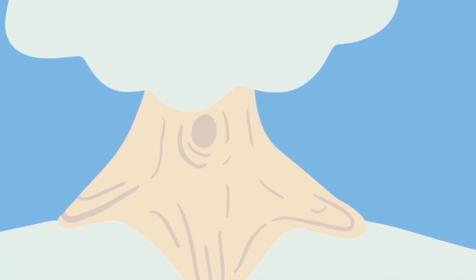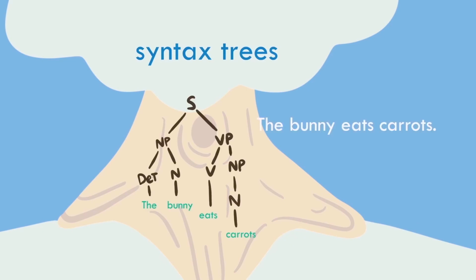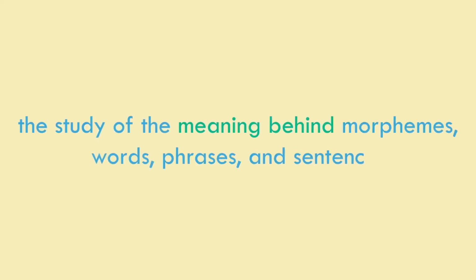To represent the syntactic structure of a sentence, we can create and interpret syntax trees. These are created using branches of noun, verb, and prepositional phrases. Semantics is the study of the meaning behind morphemes, words, phrases, and sentences.